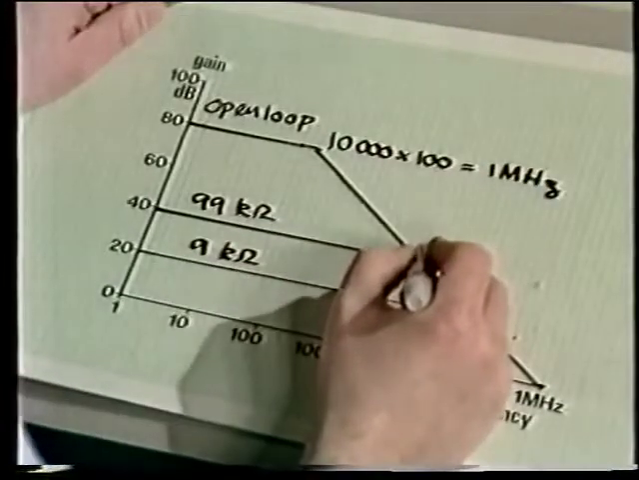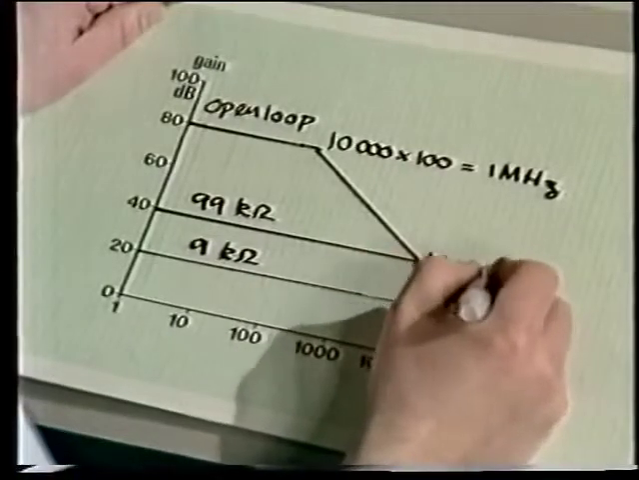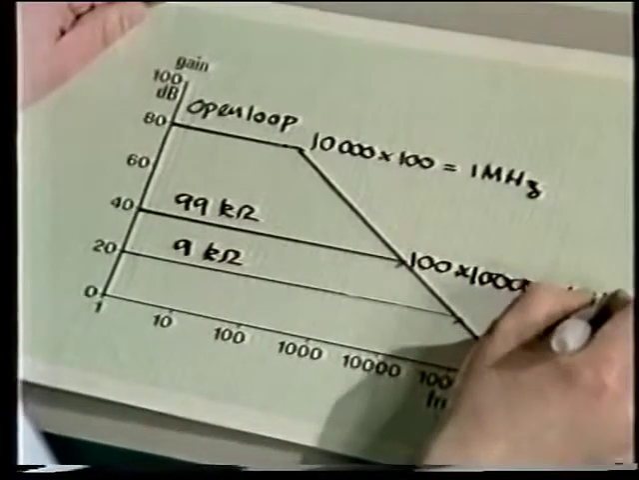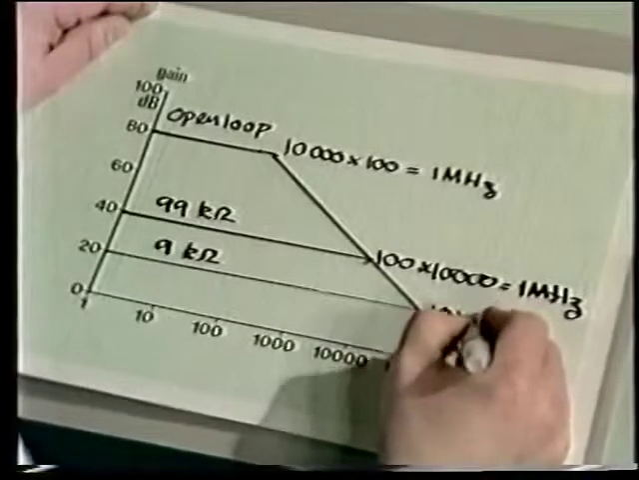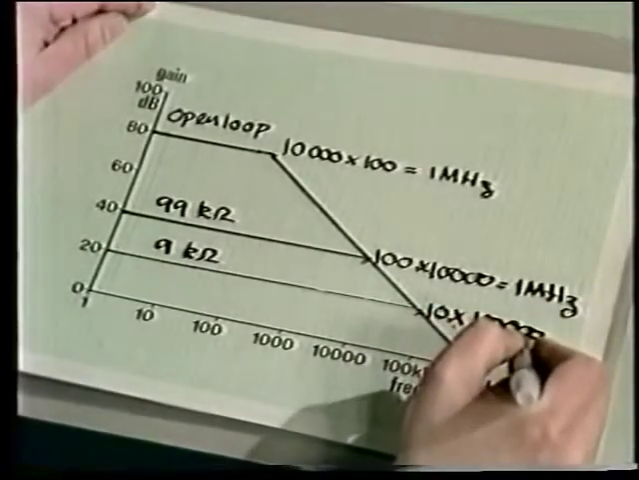Here, the gain is 100 times 10,000. That's also equal to a megahertz. And in this case, the gain is 10 times 100 kilohertz, and that's also 1 megahertz. So as feedback decreases the gain, it increases the bandwidth so as to keep the gain bandwidth product constant.